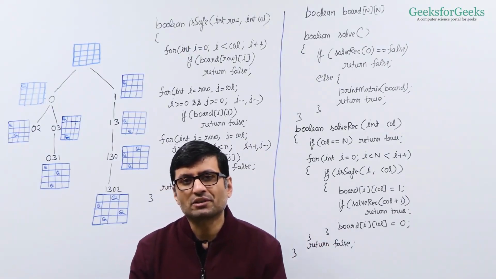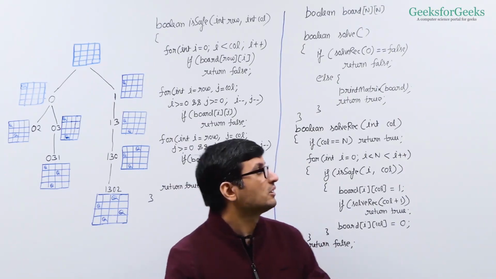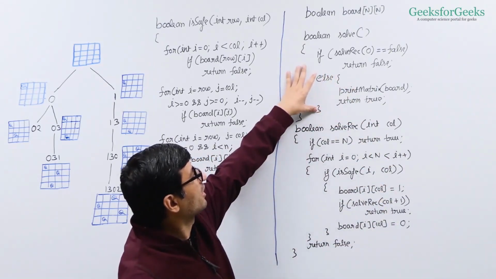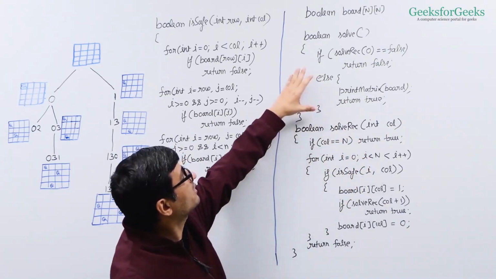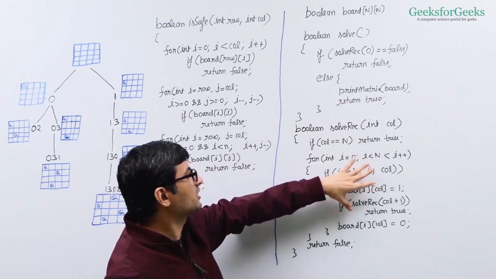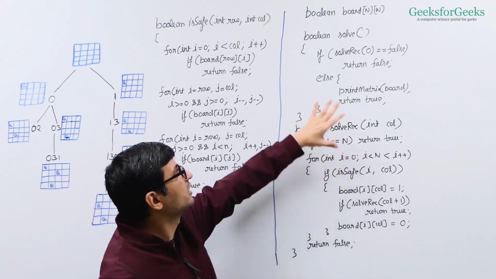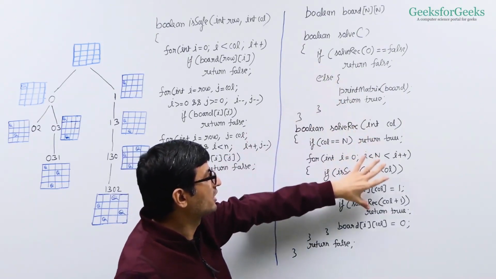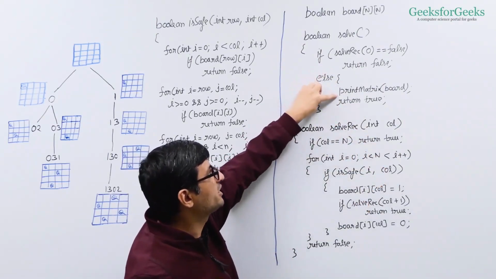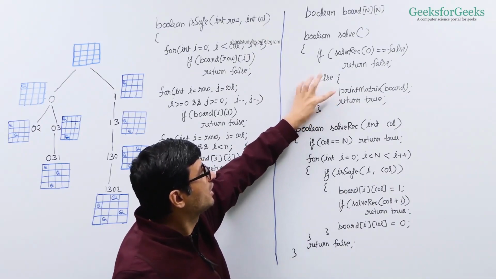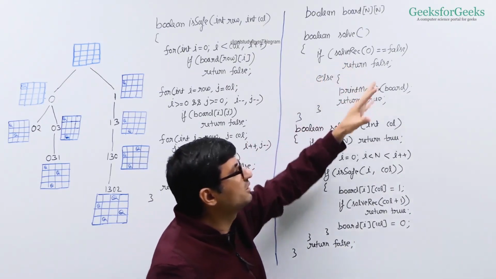In this implementation, we mainly have 3 functions. This function is mainly a wrapper over this function. What it does is use the return value of this function. If this function returns false, then it simply returns false. And if it returns true, then it prints the result and returns true. And what is our result? Result is the board matrix.